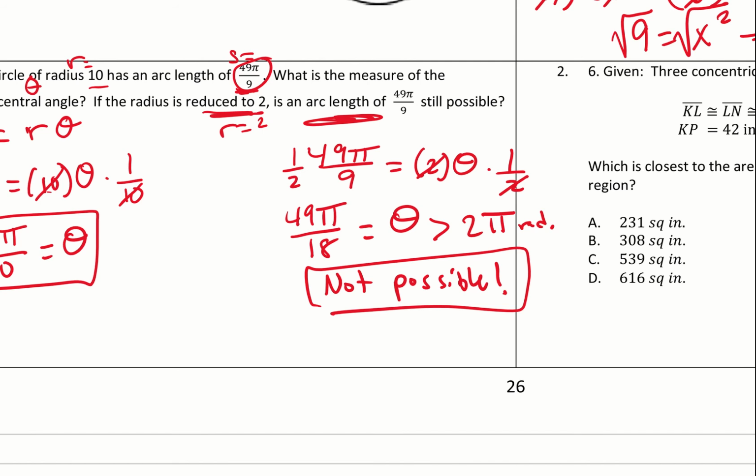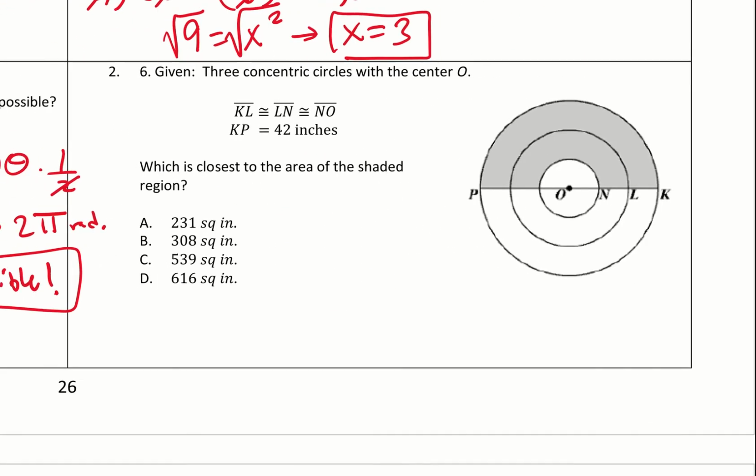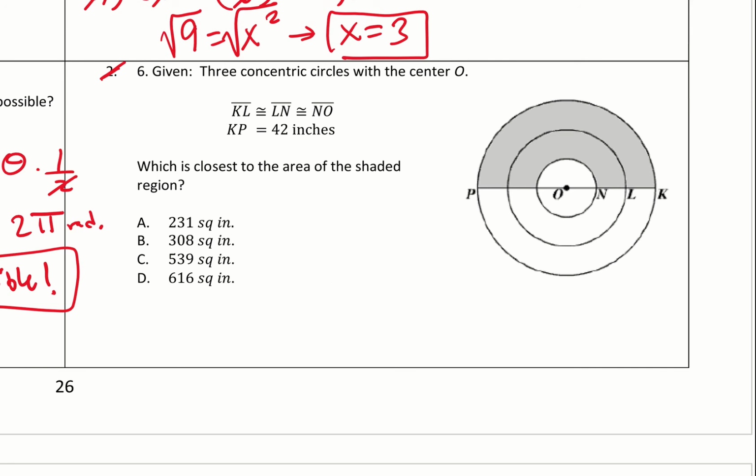All right, so for number 6 here, 3 concentric circles with center O. So we're given 3 concentric circles. These are circles that have the same center, and one is inside the other, and so on. They said that KL is congruent to LN, is congruent to NO. So these are all congruent, essentially.